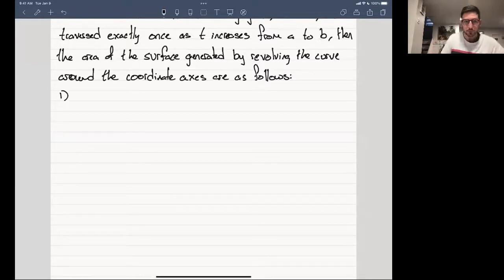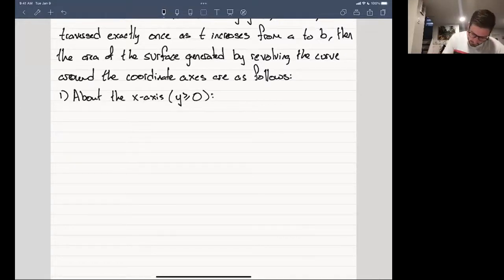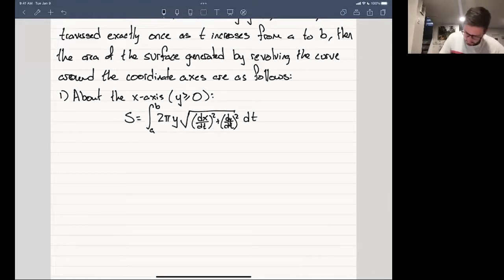So first, about the x-axis, and we're going to make the assumption that y is greater than or equal to 0 here. Then the surface area S is given by the definite integral from a to b of 2 pi y times this square root, dx/dt squared plus dy/dt squared, dt. Maybe that square root's not my best. I'll extend it down a little bit so we can see it a little better.